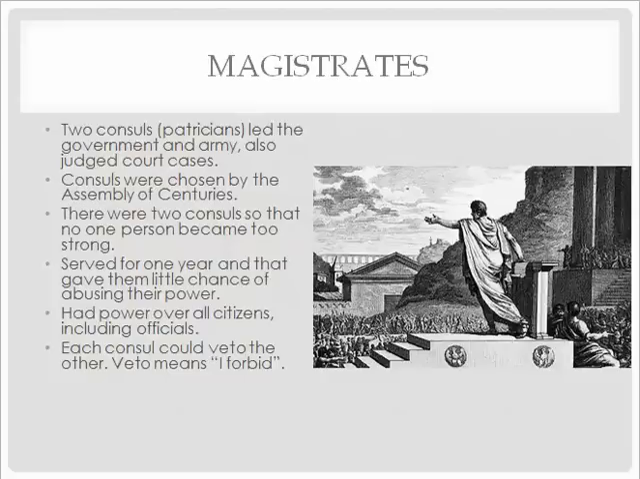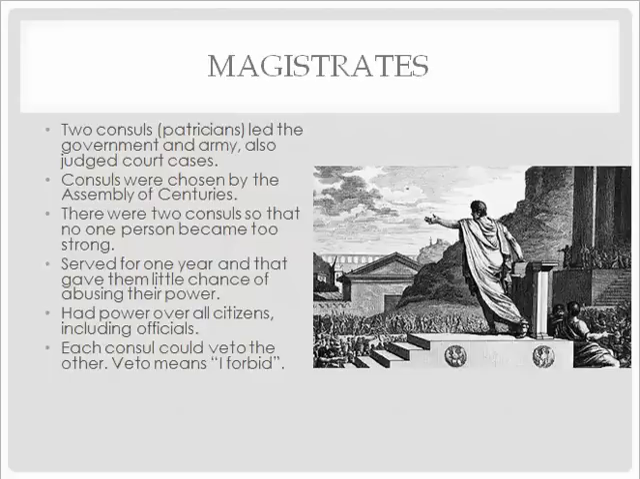So if they have one consul, then that person can essentially rule for however long their term is allowed. But if they have two, then the two consuls have to work together, and they will keep each other in check. Consuls served for 1 year, and that gave them little chance to abuse their power. They had power over all citizens, including officials. Each consul could veto the other.